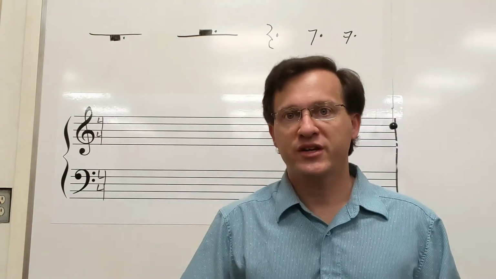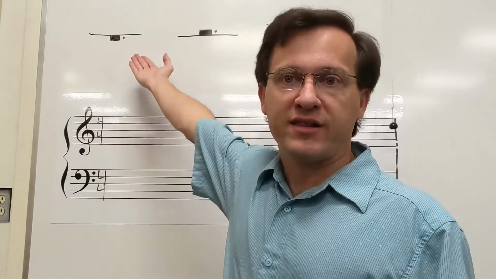Before we get to our next example, I just want to note that rests work exactly the same way the notes do. If there's a dot next to it, it adds 50% of the value. That right there is a whole rest with a dot next to it. So whole rests were 4 beats long. Half of 4 is 2. 2 plus 4 is 6. So this is now 6 beats long.